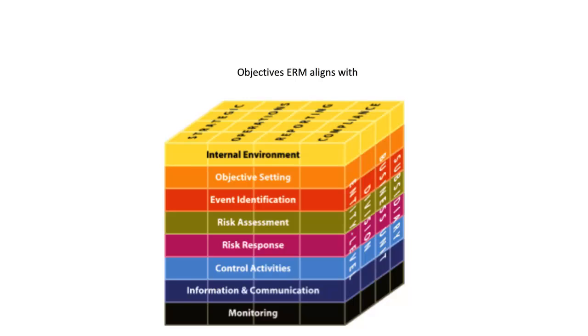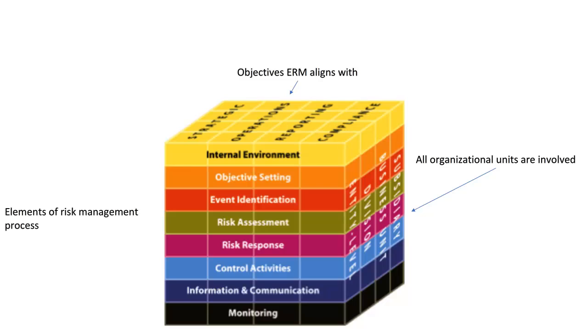It begins with the organization's objectives, seen on the top face of the cube. It continues by showing the involvement of all the entity's organizational levels and units on the right face. The front face of the model presents the 8 elements of the enterprise risk management process.